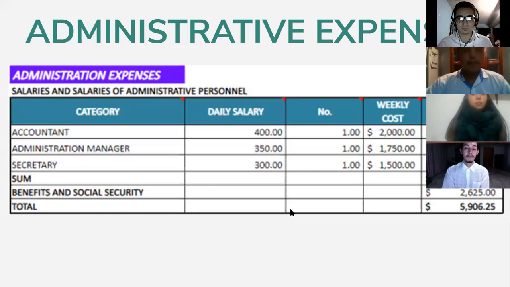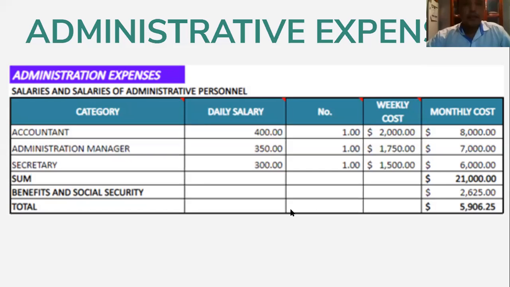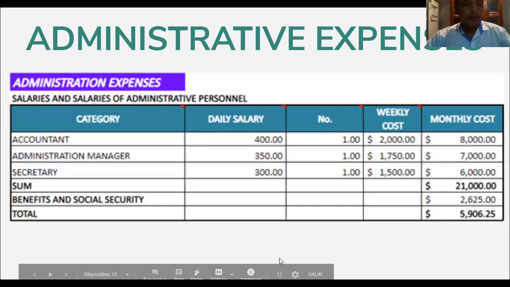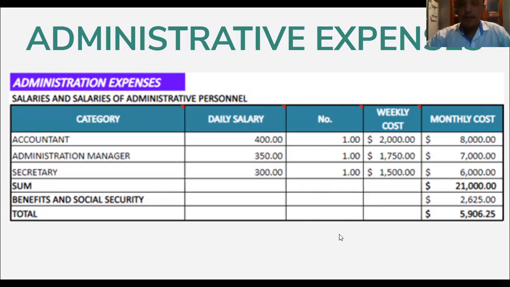Next, we have the administrative expenses, which are those that are not involved in either the sales area or the production ones. The following are the salaries of administrative personnel. We have the accountant, the administrative manager, and the secretary, which give us a sum of 21,000 pesos per month. We have benefits and social security of 2,625 pesos.